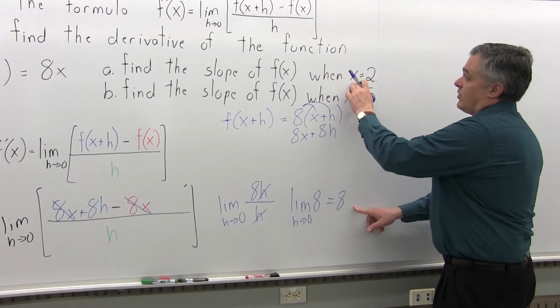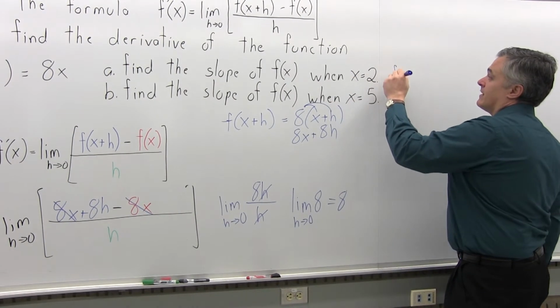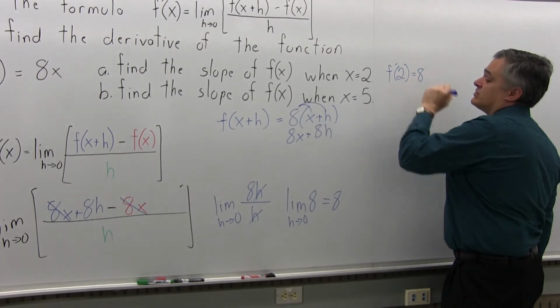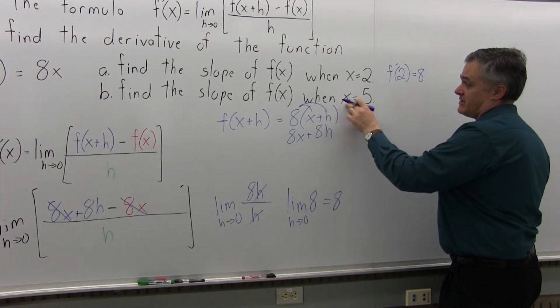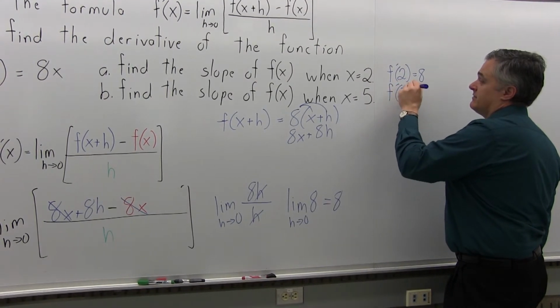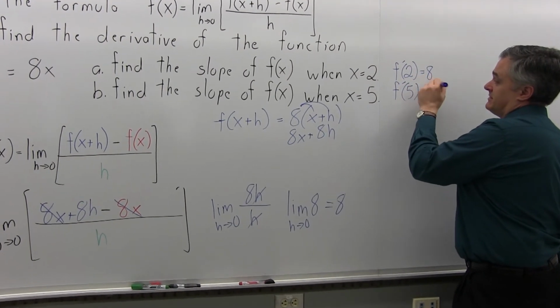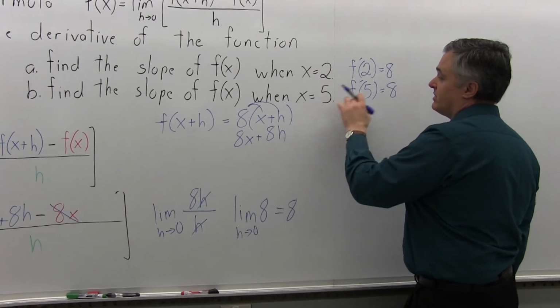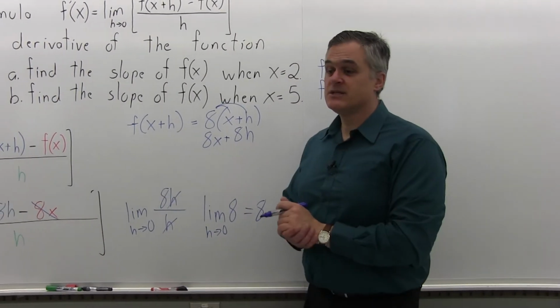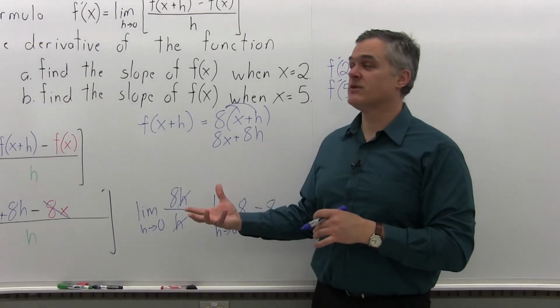So now, when x is 2, we can write that as f prime of 2. The answer is just 8. And the same thing happens when x is 5. f prime of 5 is just 8. There's no place to put in the 5. Everything else canceled. And now if you think about what this means, the derivative is the slope at different points.